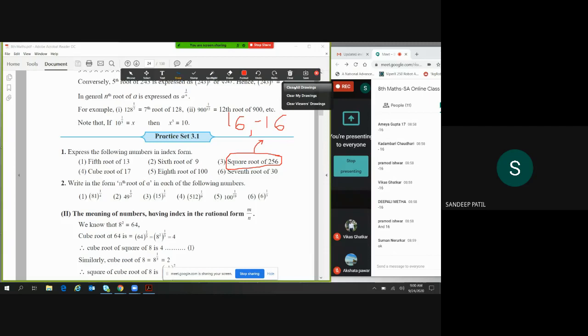So don't worry about the marks you are getting. Whatever you have written, like 16 comma minus 16, if you didn't get the marks, that's fine. What I'm giving you is fundamental, which is valid throughout the mathematics community. Okay, so let's go further.